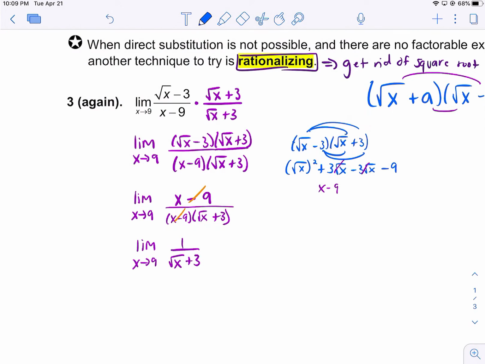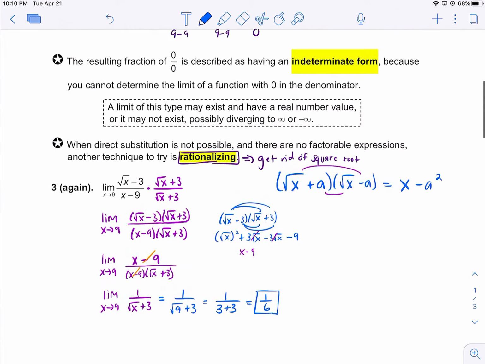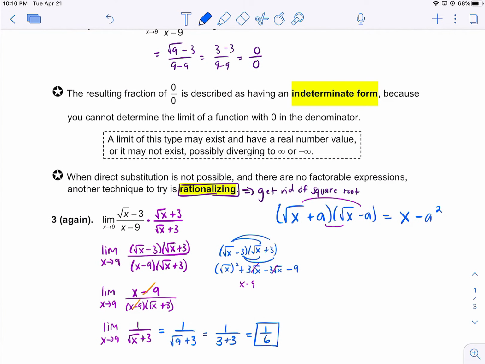So here's kind of the direct substitution sandwich. We start with direct substitution. It doesn't work. We try something else. You always end back up with direct substitution again. So we plug it in. This becomes 1 over the square root of 9 plus 3. Square root of 9 is 3, so that's 1 over 3 plus 3, and that is 1/6. So this limit started out giving us the indeterminate form. It ended up having a numerical answer of 1/6.